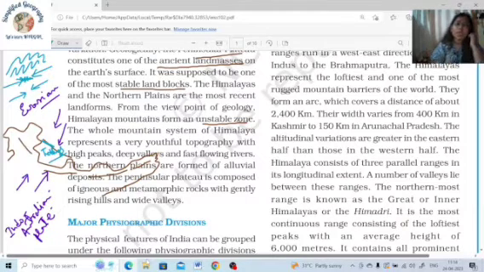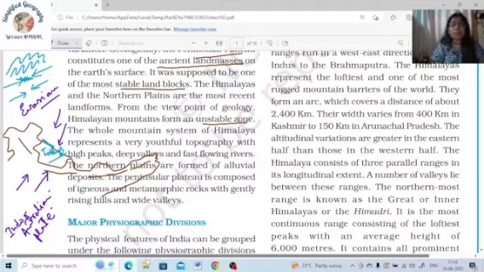Every now and then we find that an earthquake-like situation takes place in this particular location, and it is affecting the surrounding terrains also. So the whole mountain system of Himalaya represents a very youthful topography with high peaks, deep valleys, fast flowing rivers.